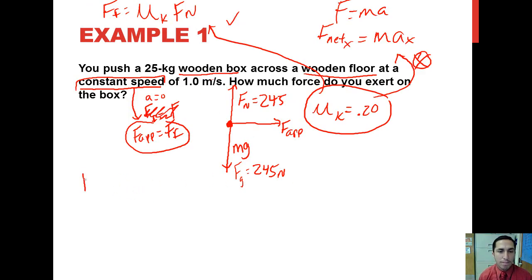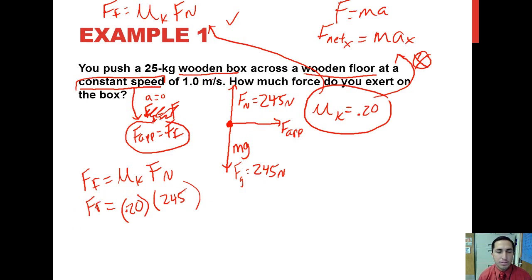So we have friction force is equal to mu k times normal force. Your friction force, do we know what it is? We don't know. Do you know what your mu k is? Yes, we do, 0.20. Do you know what your normal force is? For those of you who don't know, your normal force is always perpendicular to the surface. And since this box is sitting on a surface, this Fn is going straight upwards, and it's going to be 245 newtons. Oh, I forgot that. So we have that. And then we have friction force right here.